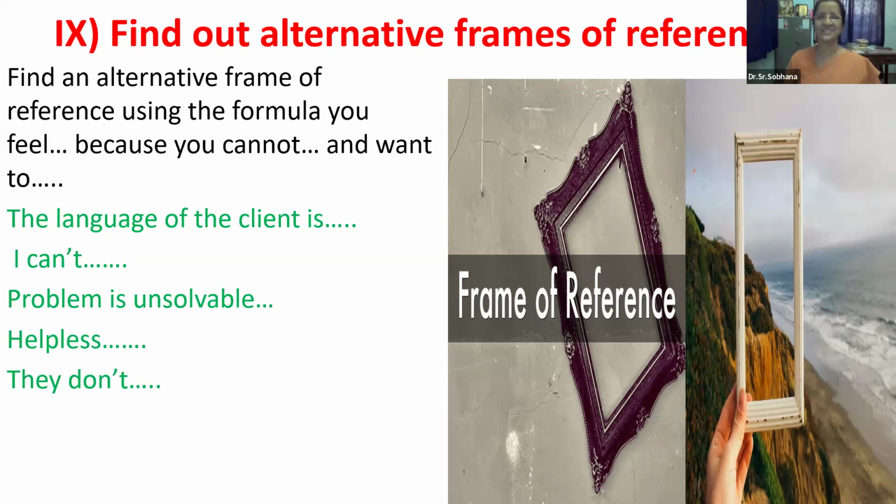So here we need to understand the language of the client. Here the language of the client will mostly be that of a helpless type of client. They don't say "I won't," they say "I can't." They look at it as if unsolvable problems are in front of them. "I can't do it." A type of helplessness is always shown by the client.